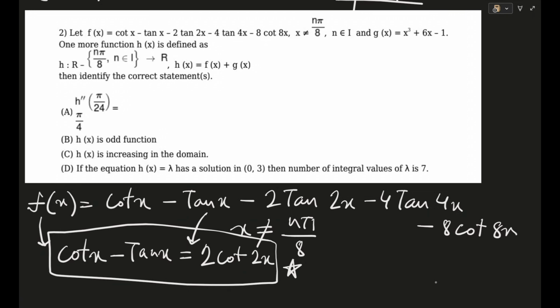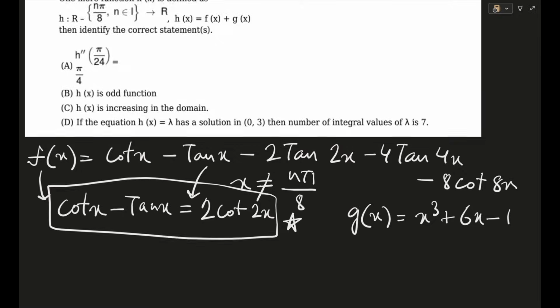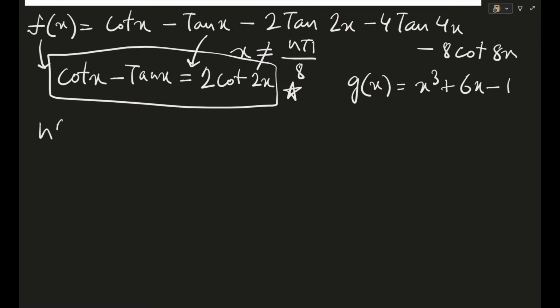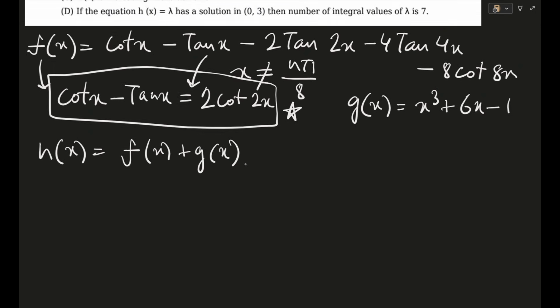Okay, so they have given us that h of x is equal to f of x plus g of x, and obviously your g of x is x cube plus 6x minus 1. So if we move on to h of x, it is given as f of x plus g of x. You guys might be thinking, why am I reading out the question so many times? Because by now you should have understood that f of x is nothing but it is equal to 0. And the reason is this formula.